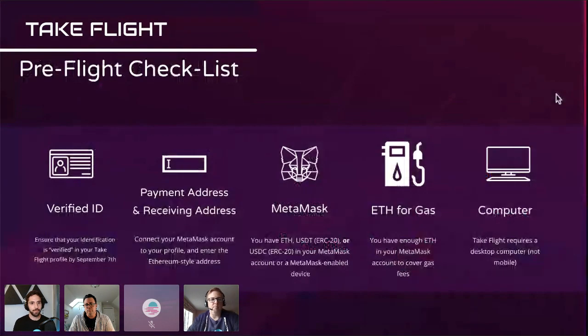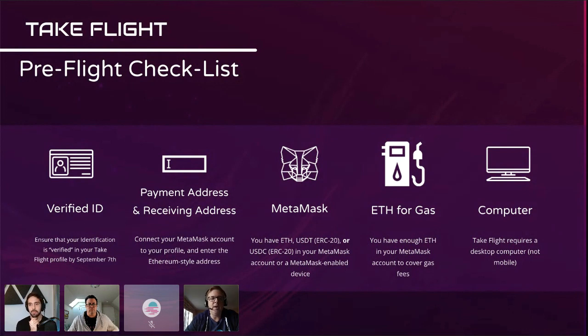Sure. Yeah, no problem. So first of all, you need to have gone to takeflight.moonbeam.foundation and registered there and passed identity verification, so KYC. Once that's complete, then you need to set up a payment and receiving address. Again, these are Ethereum-styled addresses. Of course, Moonriver and Moonbeam follow the Ethereum style of addresses.